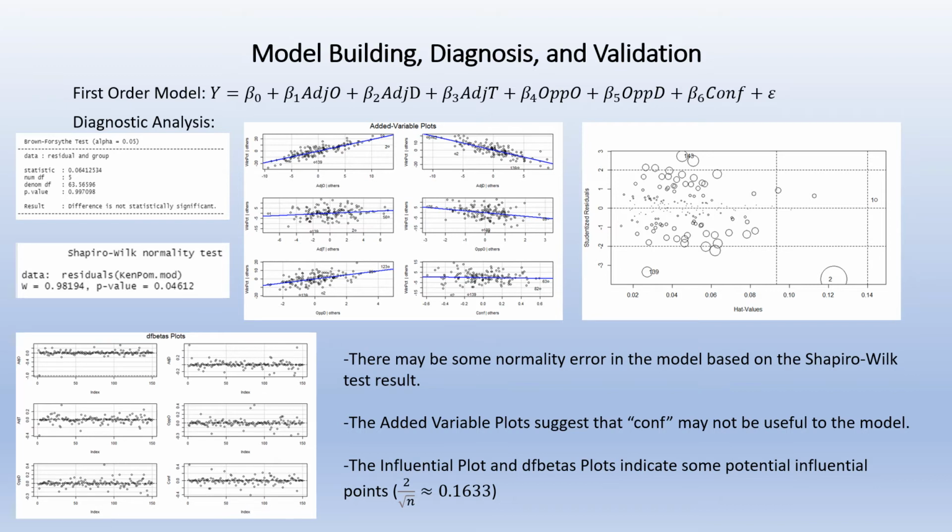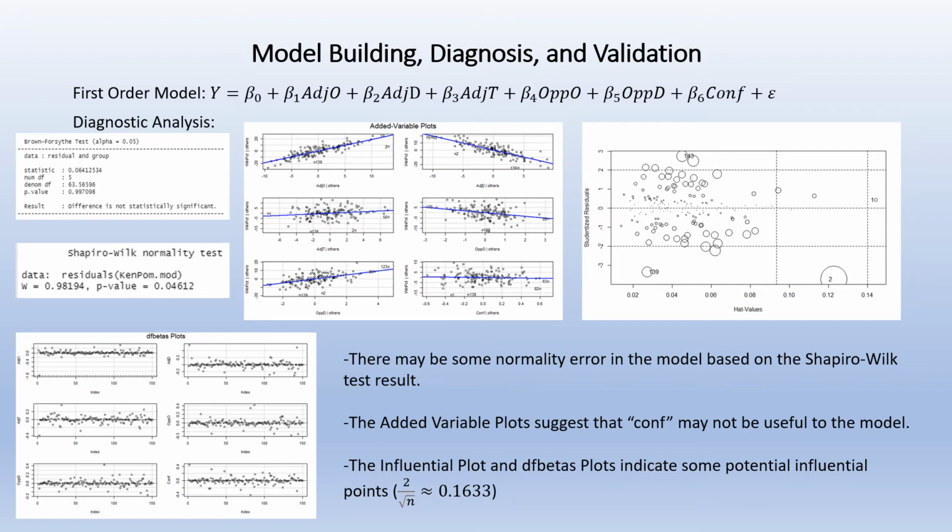As for the added variable plots, it is noticeable that the conference of a certain team might contain very little information that's useful for predicting that team's win percentage beyond what is contained in the other variables. The same cannot be said for the other variables, except tempo might not have too much of an impact, but it's definitely more of an impact than conference.